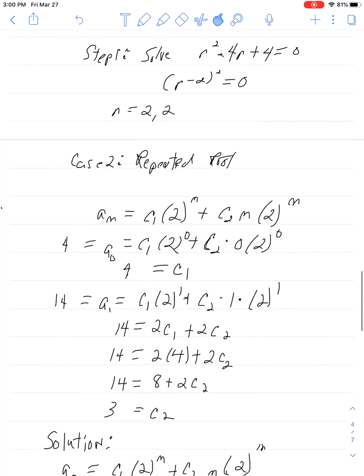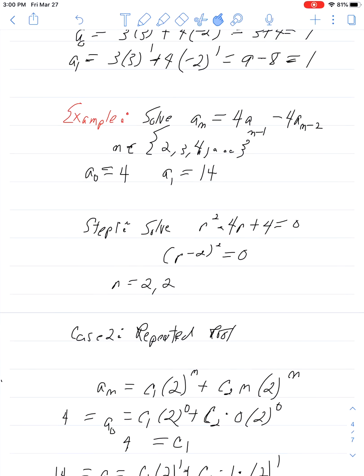So finally, that is an example where I have repeated roots.